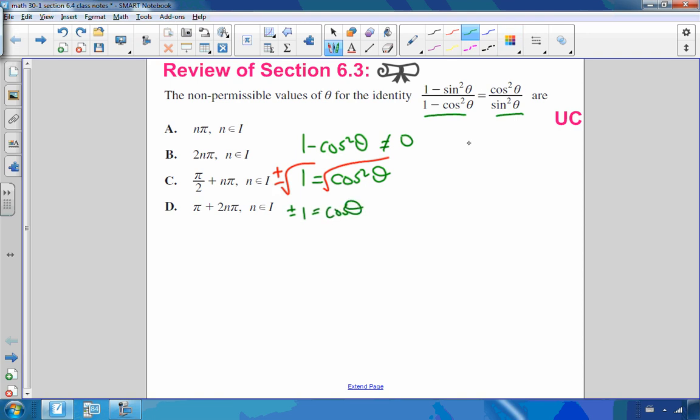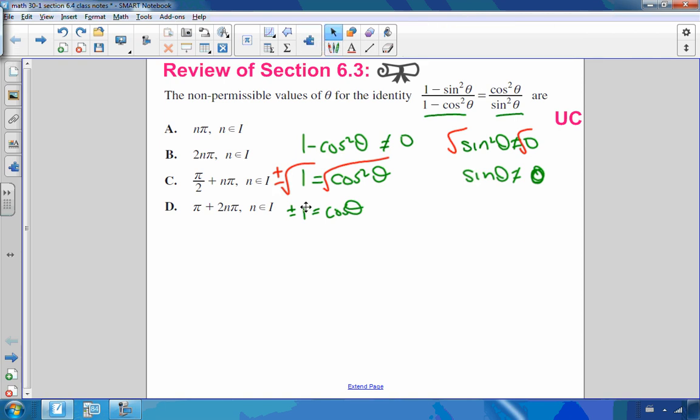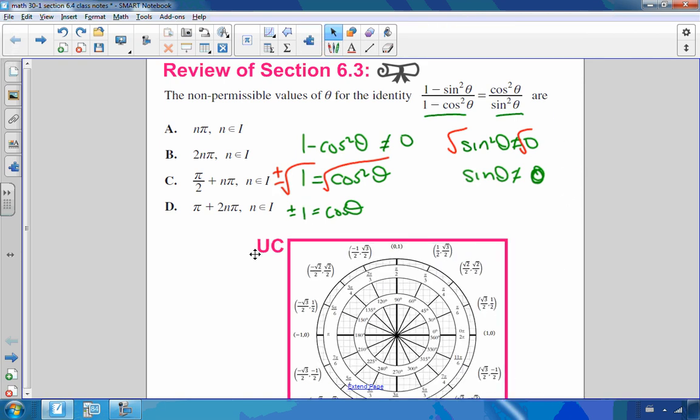Now over here in the next one, I want sine squared theta to not equal 0. Take the square root of both sides, and I don't have to do plus or minus because it's just 0. So sine theta cannot equal 0. So we have restrictions of cos can't be 1 and negative 1, and sine can't be 0.